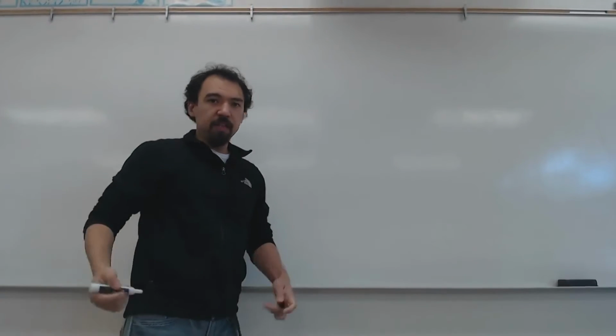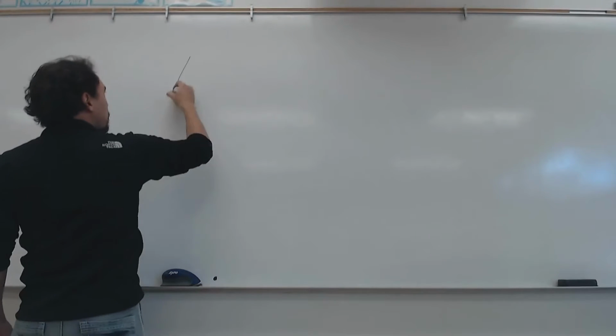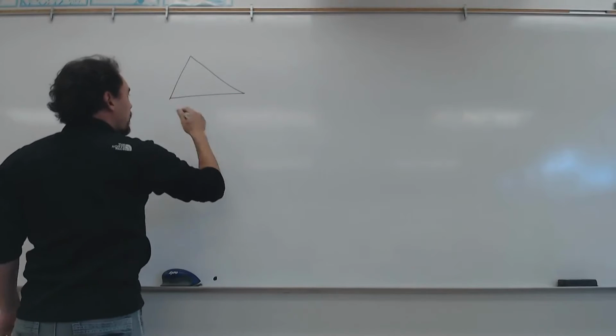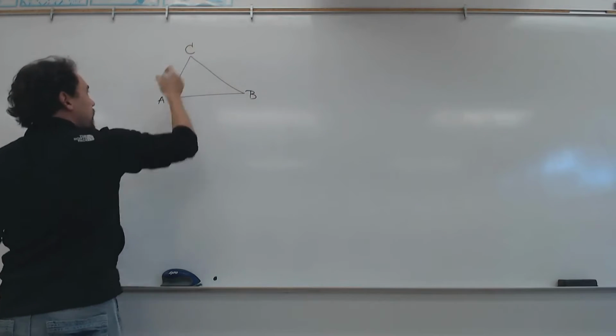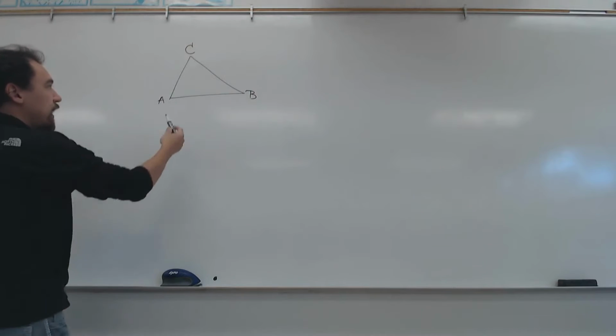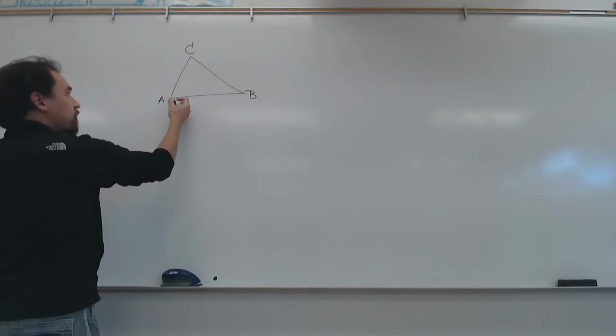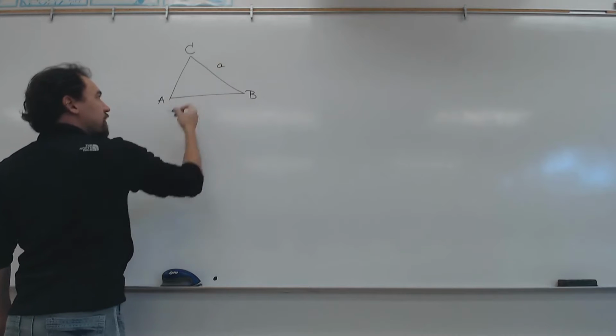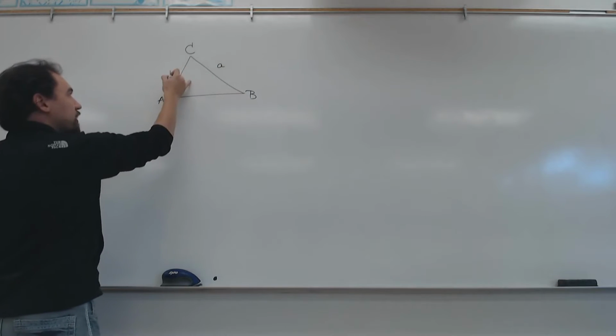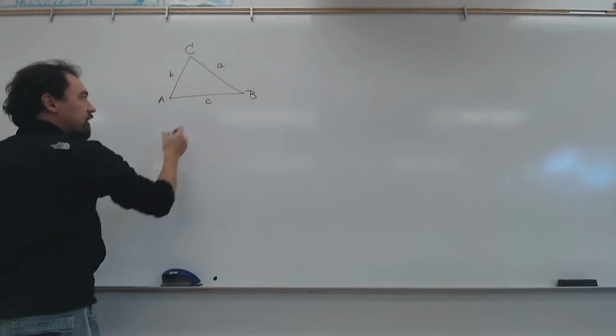All right, let's begin today's discussion with an acute triangle. So we have three acute angles. We'll label them capital A, capital B, and capital C. And what we'll do is label the sides opposite each angle using the lowercase versions of the same letters. So across from angle A is side a, across from angle B is side b, and across from angle C is side c.